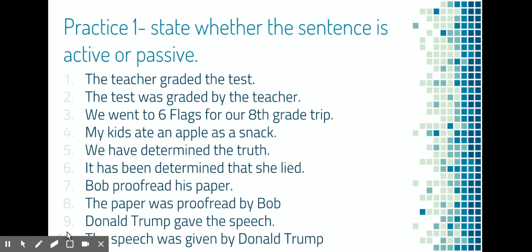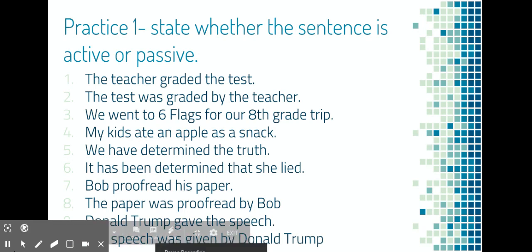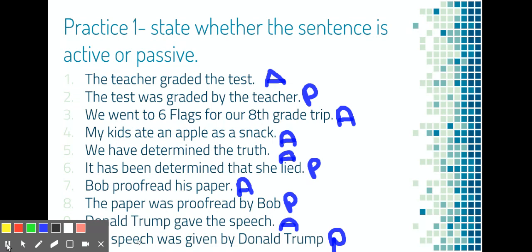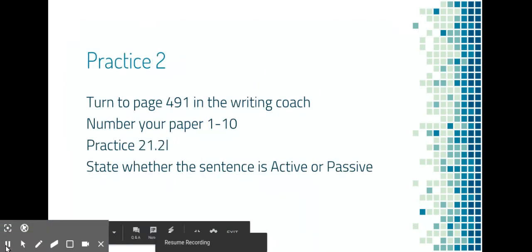All right, so for this one, state whether the sentence is active or passive. So pause this and then just check to see if you got it right. All right, here are the answers. See how you did. Pause it so you can check this.